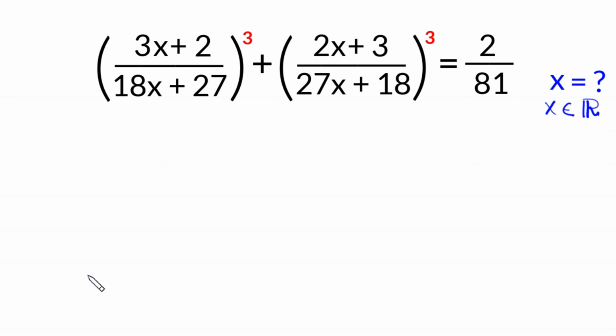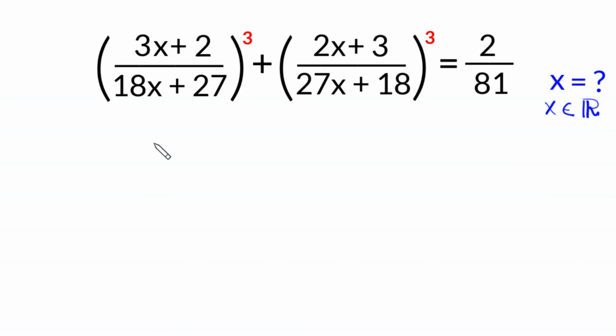Hello everyone, welcome to how to solve this very nice algebra equation: (3x + 2)/(18x + 27) whole cubed plus (2x + 3)/(27x + 18) whole cubed equal to 2/81. Our job is to find all possible values of x such that x is a real number.